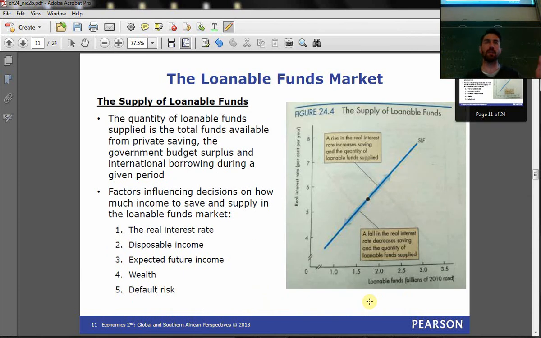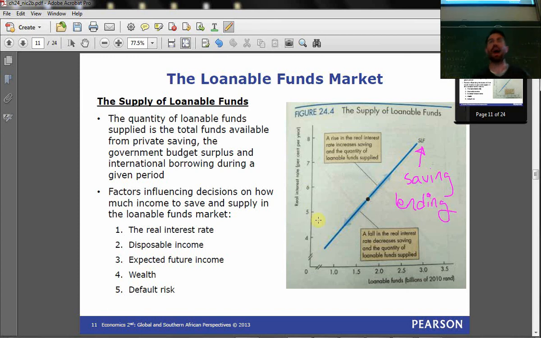Surprise, surprise, there is a supply side which is upward sloping. Okay? Why do we have an upward sloping supply curve? Again, interest rate, what is it telling us? Who is saving? Who's supplying loanable funds? It is savers. In other words, the people that are lending.